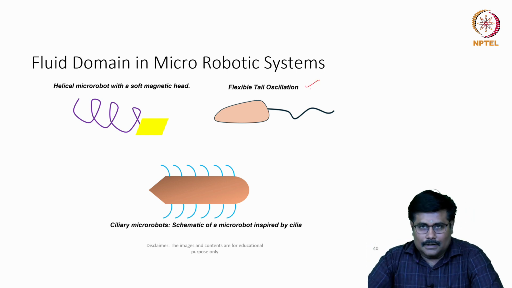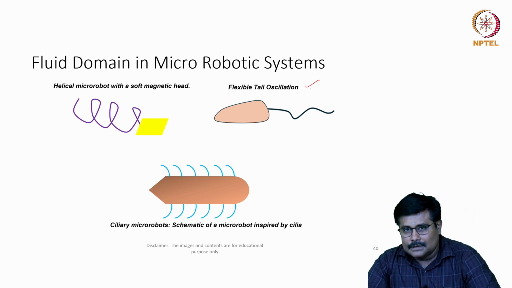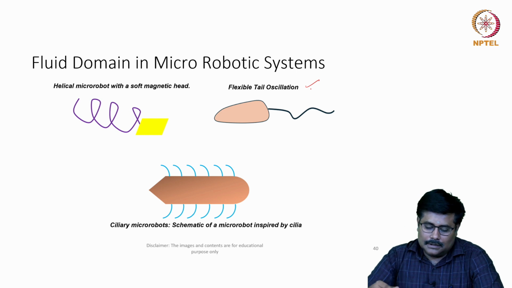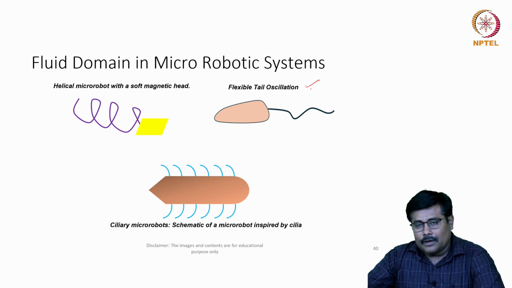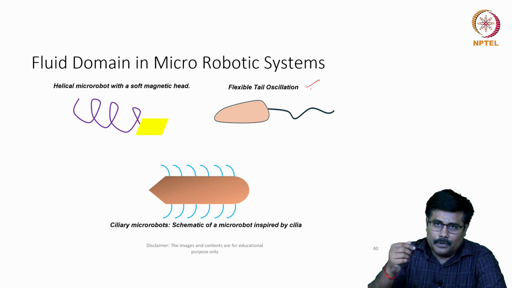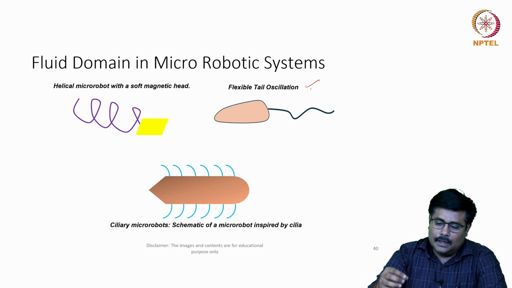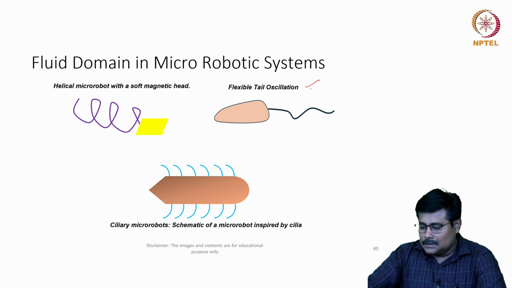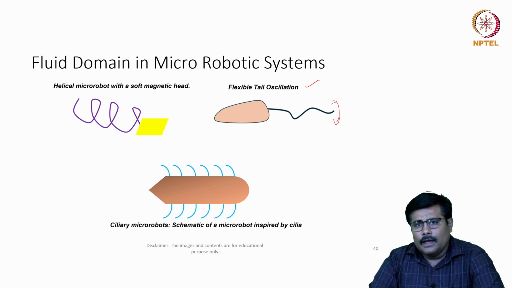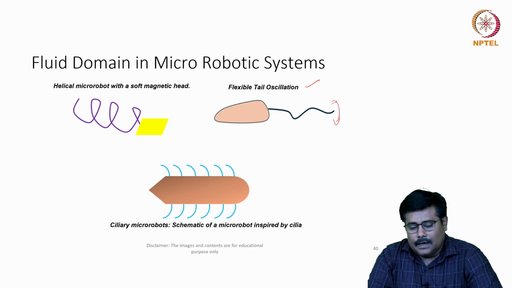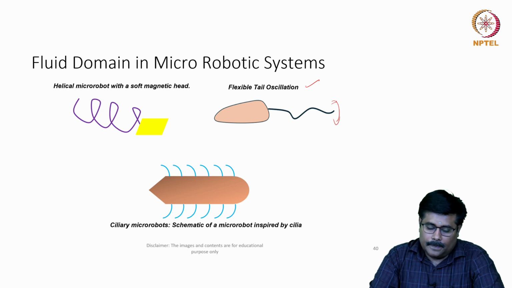Then we have a flexible tail oscillation. The flexible tail oscillation is a sperm based actuated micro robot, which almost mimics a sperm moving in a fluid domain. Here there is a flexible tail with oscillation, so the movement of the oscillation will cater the locomotion. It also has a potential application in targeted drug delivery.